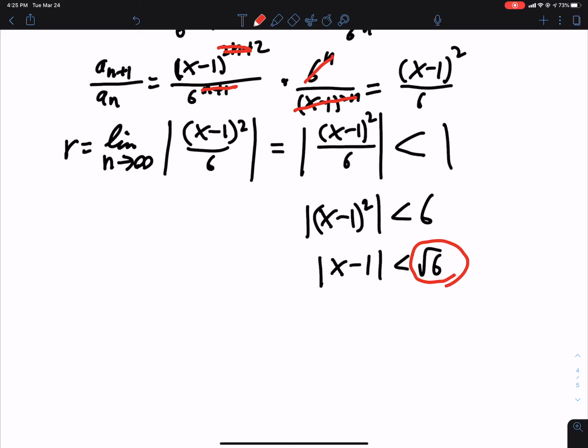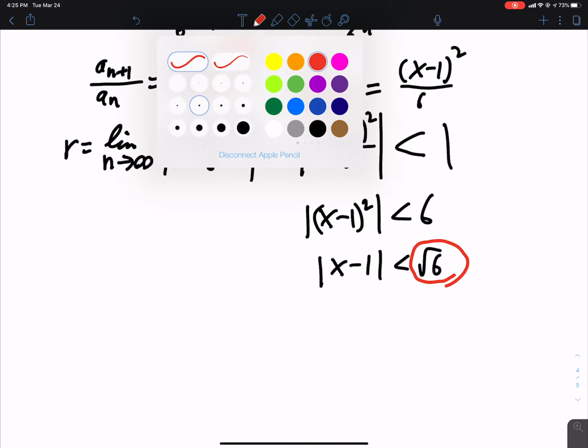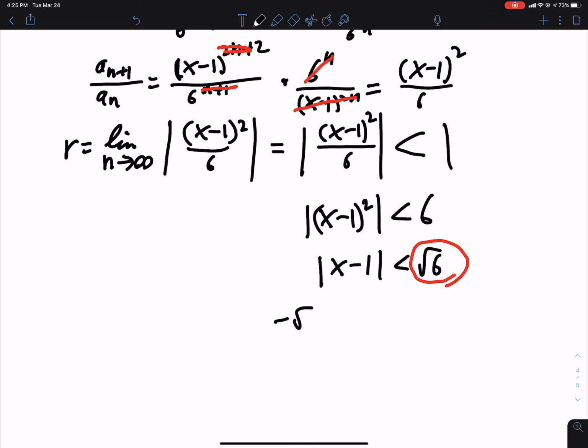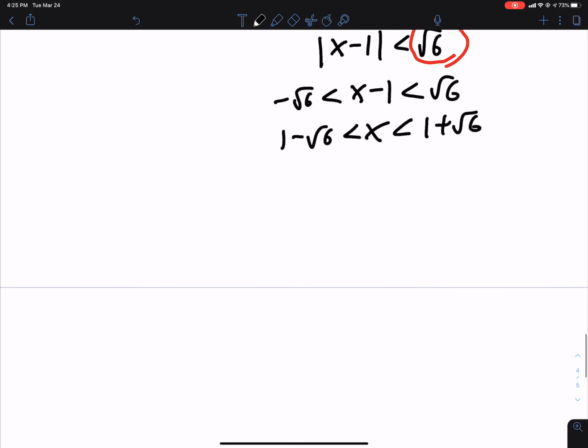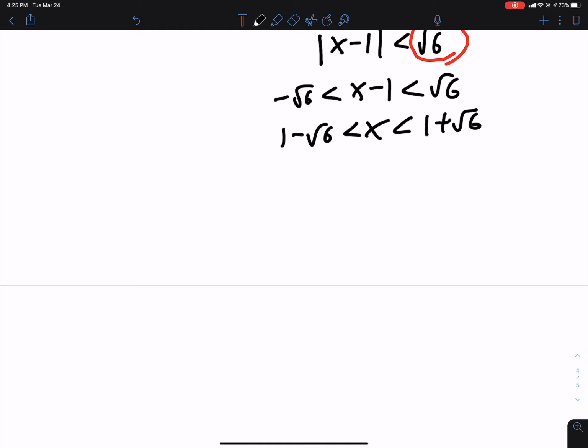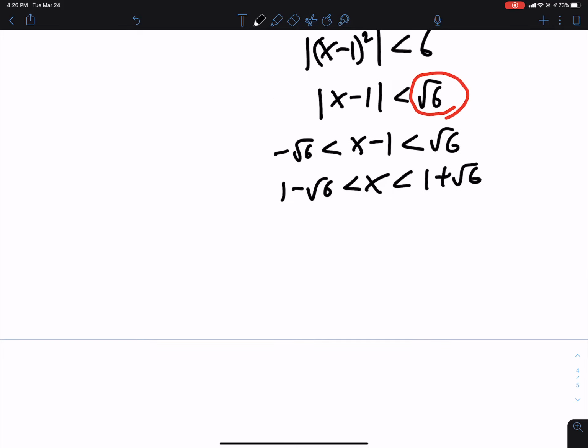But for fun, we can go a little bit further. So we can put negative radical 6 and get rid of the absolute value. And you could add 1 to everything. So that's getting us our interval of convergence. I'm not going to test the endpoints, but we'd have to, but we're done. The radical 6 is the answer for number 7. So the answer is B. Let's use a pretty color. B is the answer.